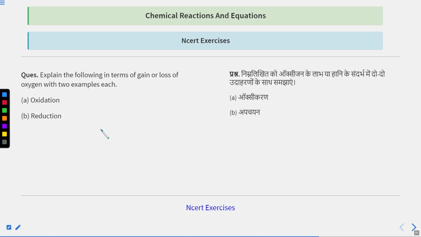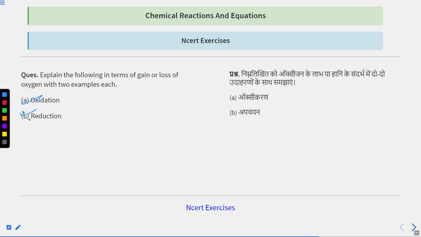Okay. So the next question is explain the following in terms of gain or loss of oxygen with two examples. We have to explain the oxidation term and reduction term. So we will discuss this question in the next class, and after that some questions are there. We will be discussing these important questions in the next class.